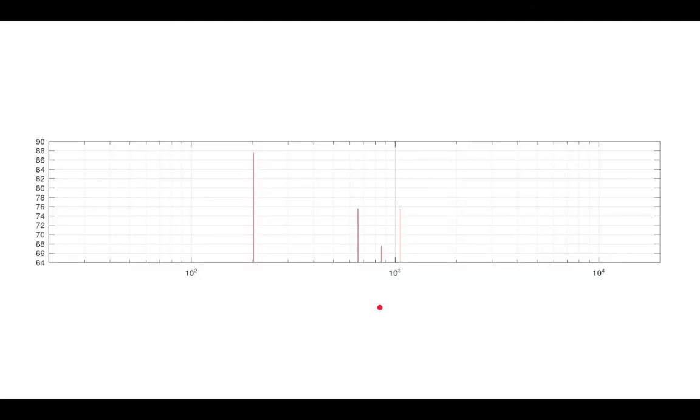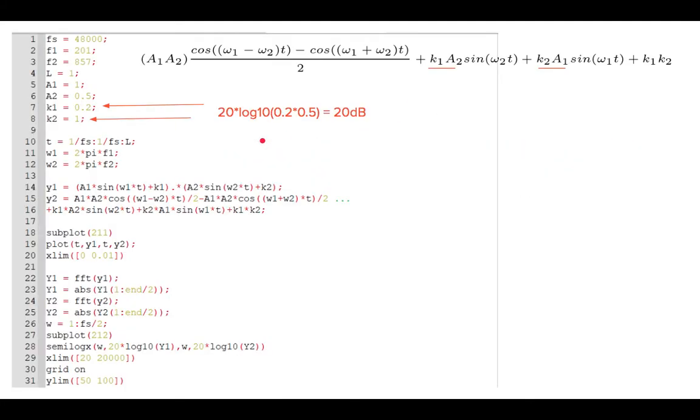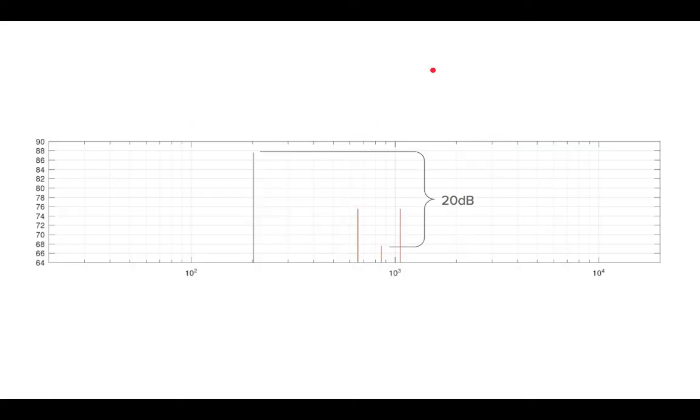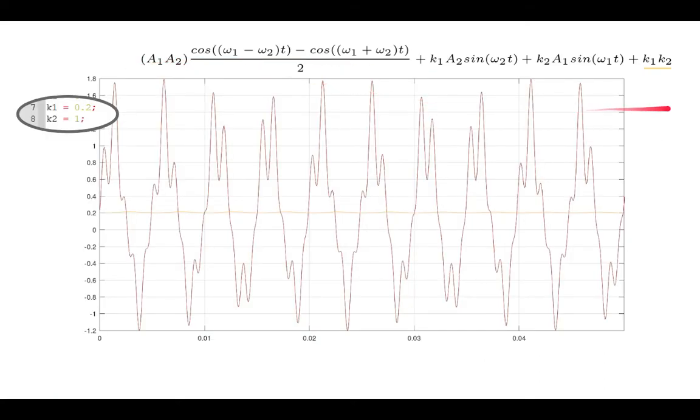And if we zoom in, we can see this one's about 88 dB, this one's about 68, so that's 20 dB between them. And we expected that it would be the omega 1 term that would be higher. The omega 1 term has a coefficient of 1, and the omega 2 term has a coefficient of negative 20 dB. So there we go. And then lastly, we can see the way that this final term, this is just the scalar term, affects the output. K1 times K2 is 0.2, and we can see that the offset of the resulting waveform is 0.2.